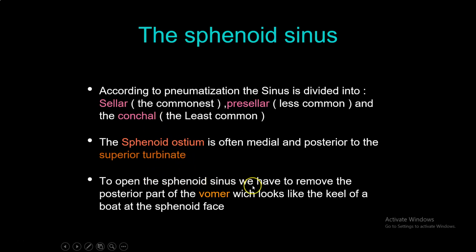To open the sphenoid sinus, we have to remove the posterior part of the vomer, which looks like the keel of a boat at the face of the sphenoid. So in front, at the middle of the sphenoid sinus anteriorly, there is a bone called the vomer, which forms the posterior part of the nasal septum, and it has a keel like the keel of a boat. When you remove this keel, you open the sphenoid face.